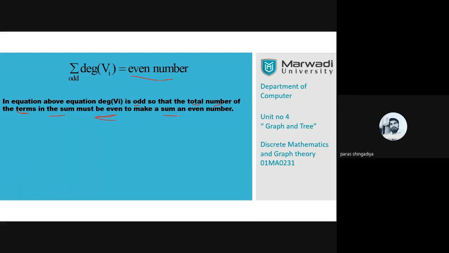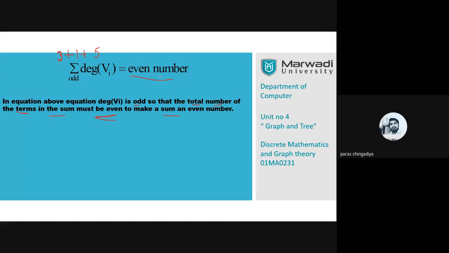Let us take one counter example. Let us take only 3 vertices whose degree is odd. I consider 3 vertices in such a way that the degrees are 3 plus 1 plus 5. Only 3 vertices are involved whose degree is odd. So what will their sum be? 3 plus 1 plus 5: 5 plus 3 is 8, 8 plus 1 is 9. So that does not match our answer.